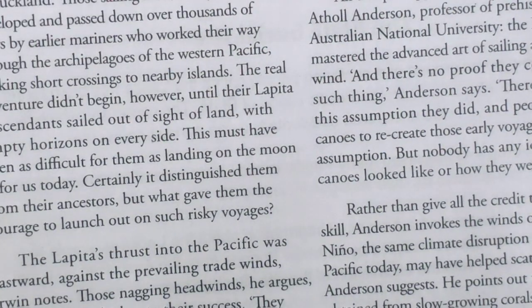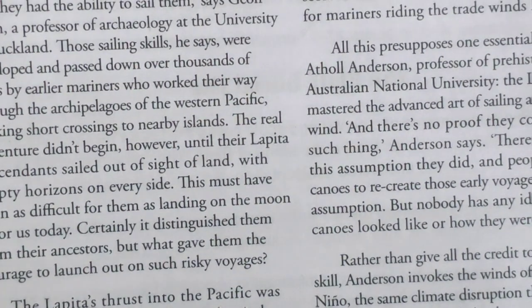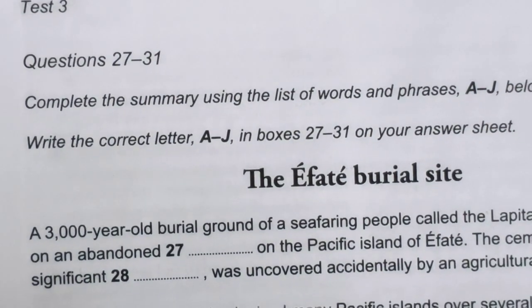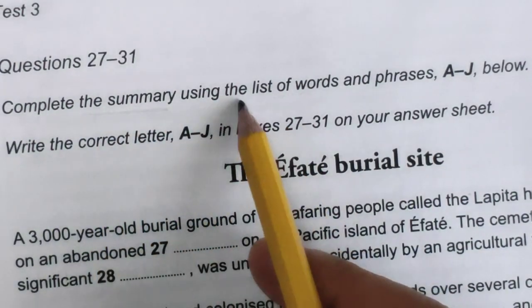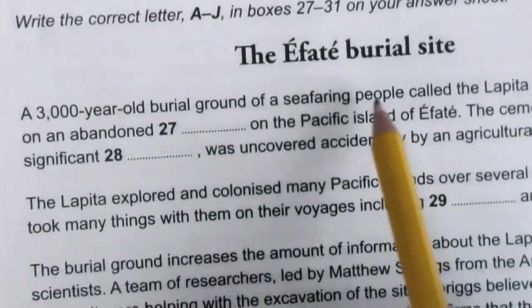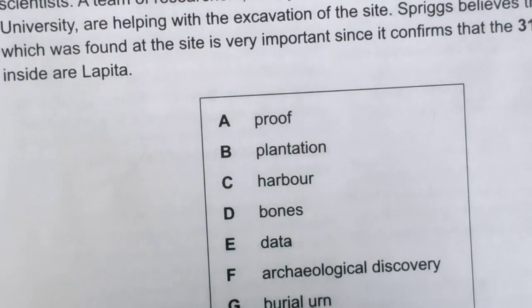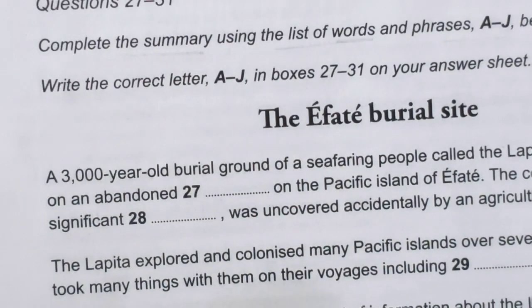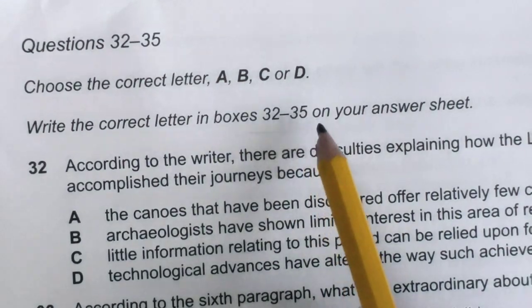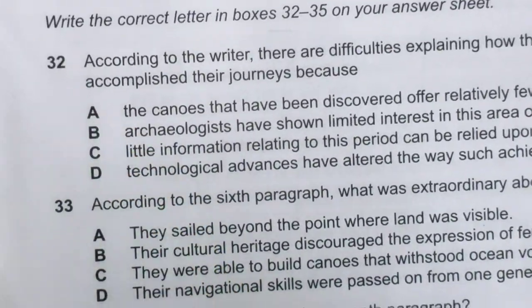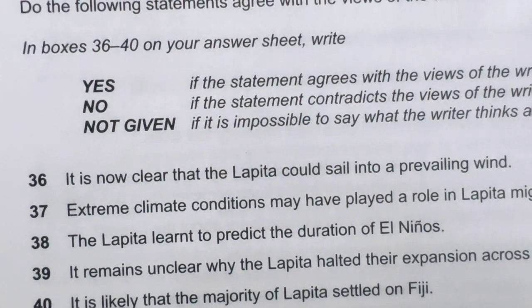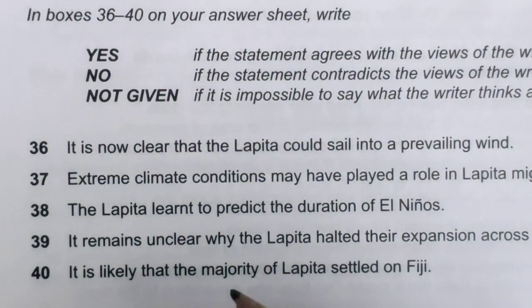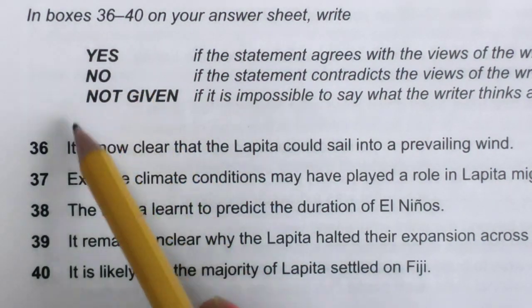Okay, after having a look at this reading passage, let's see the types of questions. We have questions 27 to 40. The first type is complete the summary using the list of words or phrases A to J. This is a kind of fill in the blanks, and we have options given. The second type is MCQs, questions 32 to 35, so four questions. And the last type, because this is reading passage 3, where you will get three types of questions and sometimes four types, is yes, no, not given.